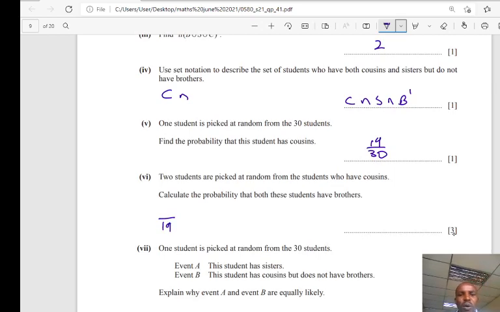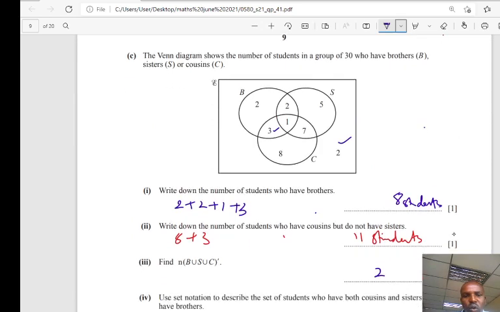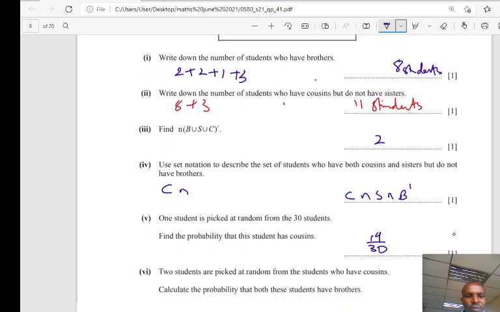So when we calculate the probability that both of these students have brothers, the students fall under this cousins set but they have brothers. So go up here. Those who have brothers also have cousins, so we have 3 and 1. So 3 plus 1 is 4, right? So it's 4.